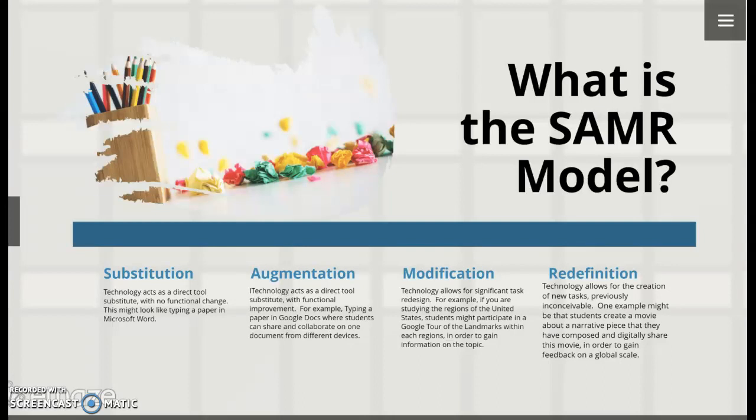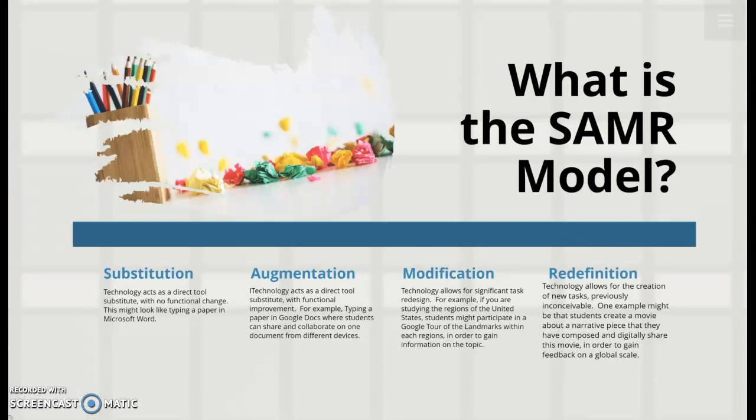Next, we have modification. So in the modification stage, technology allows for significant task redesign. For example, if you're studying the regions of the United States, students might participate in a Google tour of the landmarks within each region in order to gain information on that topic.